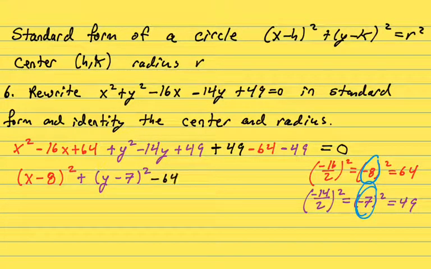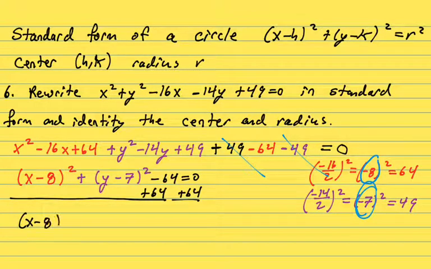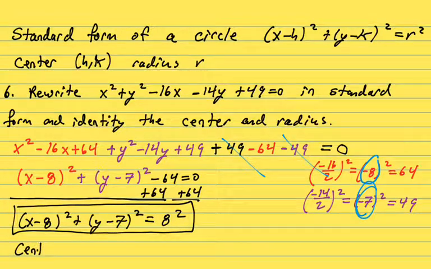Okay. And then we're going to go ahead and combine our like terms. Positive 49 and negative 49, those absorb. And we're left with just the minus 64, and that's equal to 0. We're going to add 64 to both sides of the equation. And we have x minus 8 quantity squared plus y minus 7 quantity squared, and that's going to be equal to 8 squared. So now we can identify the center and the radius. So the center is going to be 8, 7, and the radius is going to be 8. Okay. And the radius is going to be r, but more specifically, it's going to be 8.